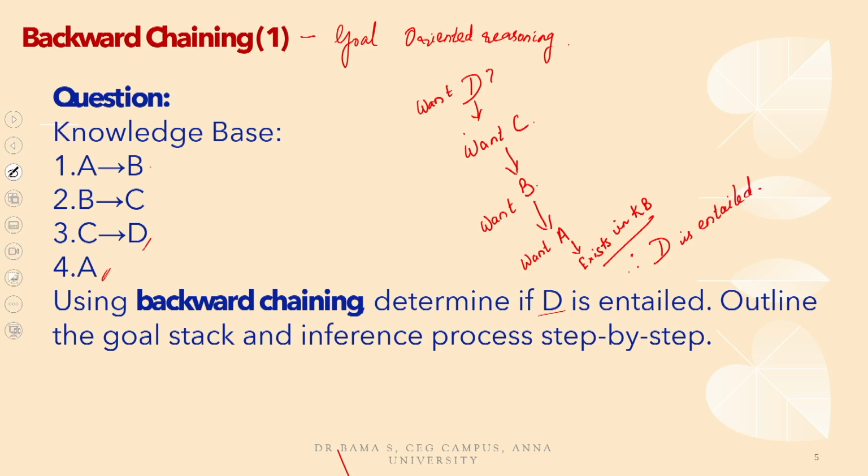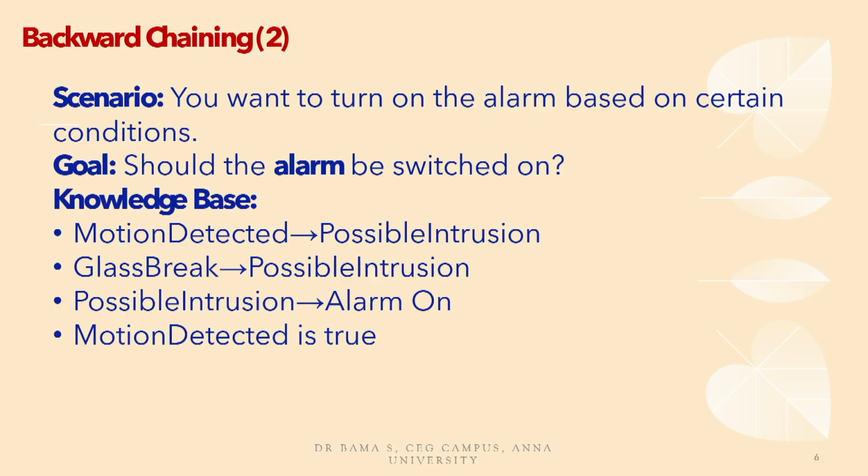So, in backward chaining, we move from the goal and see whether that particular fact, by tracing backward, is available within this knowledge base. Now, this is a practical scenario. Assume this is a home automation case, where we are going to see backward chaining. The scenario is, assume you want to turn on the alarm based on certain conditions. The goal is, should the alarm be switched on?